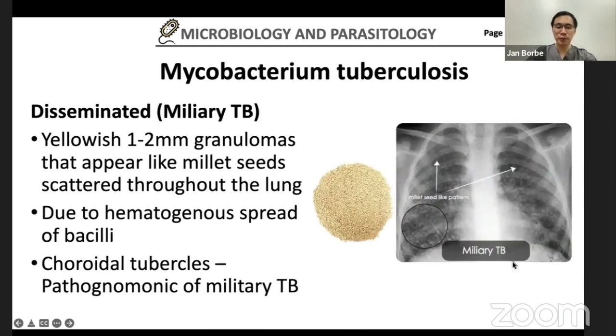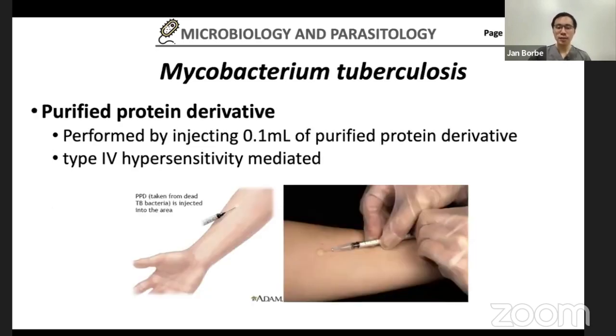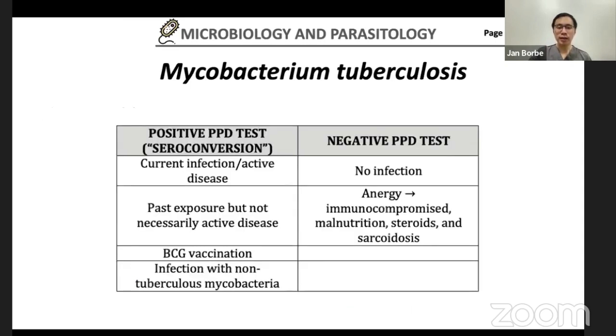Disseminated TB and miliary TB, we already mentioned that miliary TB falls under the bigger umbrella of disseminated TB. They look like millet seeds. And when we do fundoscopy, you look for those choroidal tubercles. What is the difference between PPD and your IGRA? So your PPD will test for type 4 hypersensitivity, no? And it is subjected to a lot of false positive and false negative na situations.